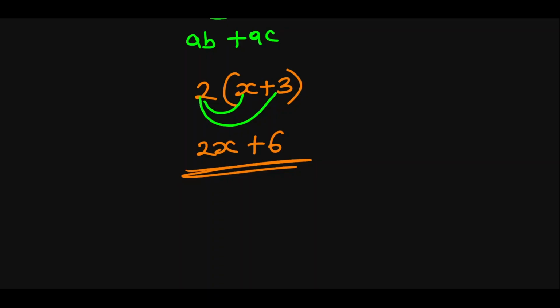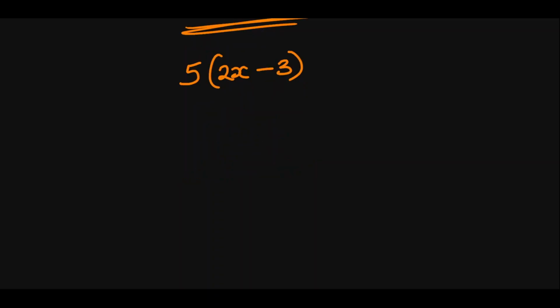Let's take another example. Now look at this example. Again, we use the distributive law. So 5 multiplies the first term, which is 2x, to give us 10x. Then 5 multiplies the second term, which is minus 3. Remember, I'm always taking the operator. I'm not leaving it out. This is one mistake students make. So you always take the operator. Don't abandon the operator. So 5 times minus 3 gives us minus 15. And that will be the answer.